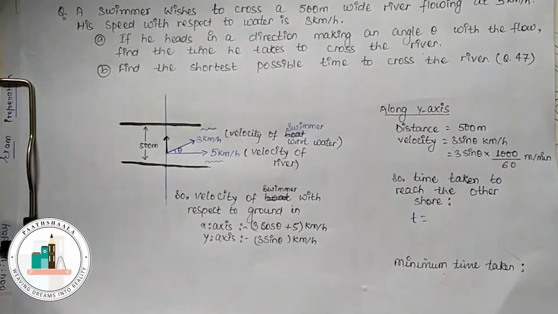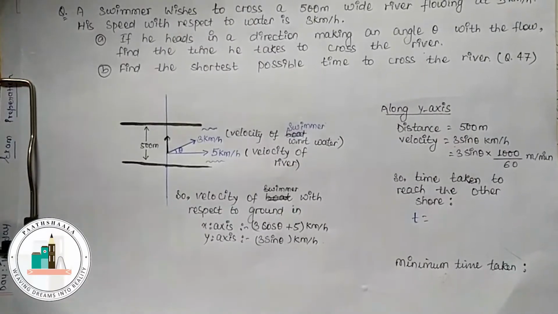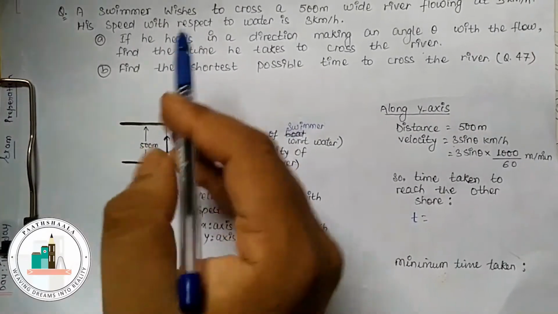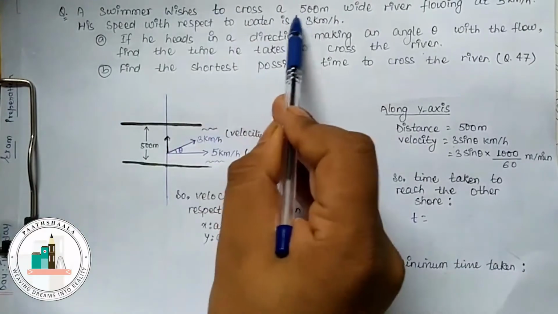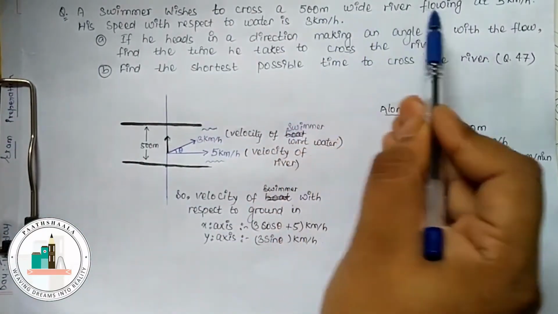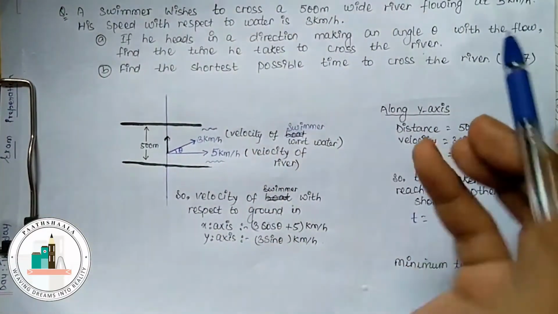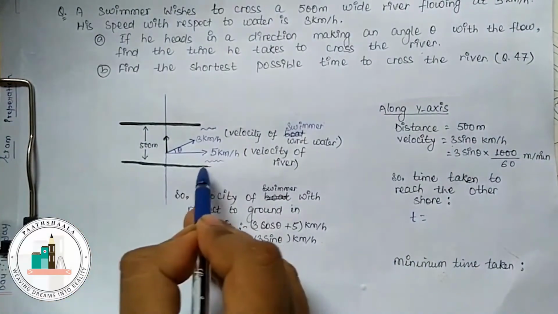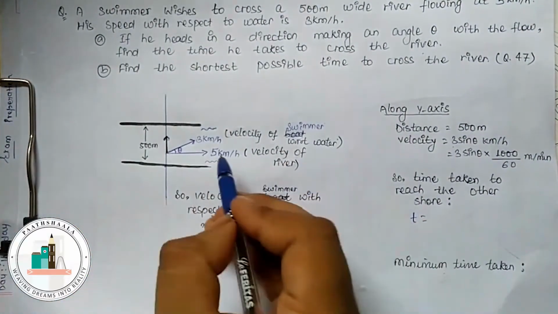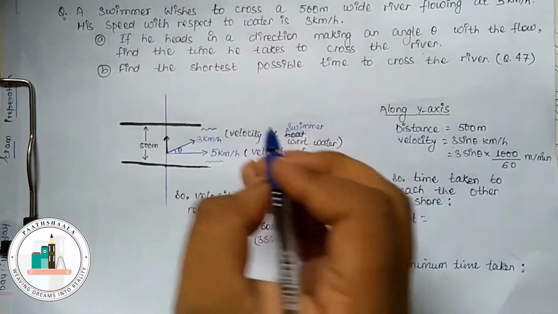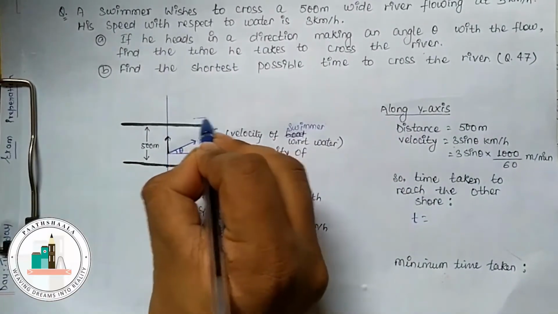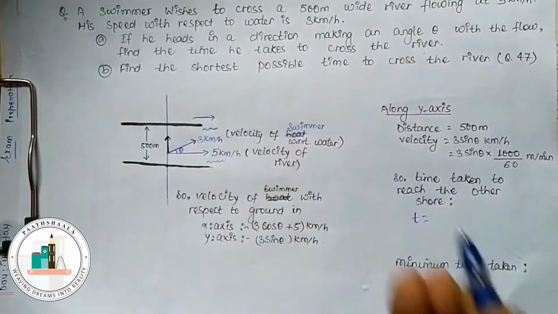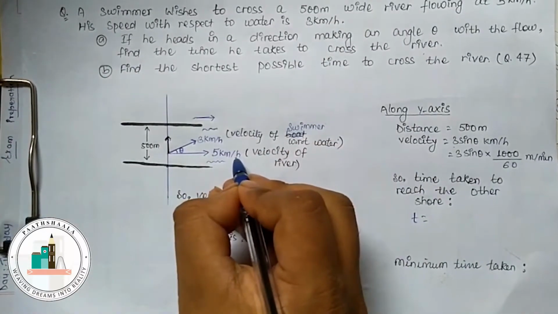Today we are going to discuss a board problem from the H.C. Verma book. The question is given as: a swimmer wishes to cross a 500 meter wide river flowing at 5 km/h. It means here I have drawn a river, and the river is flowing at the speed of 5 km per hour. Suppose the direction of the river is in this direction, and the river is flowing at the speed of 5 km per hour.